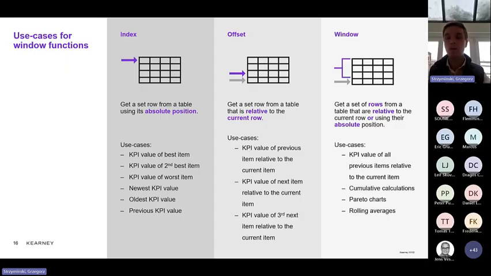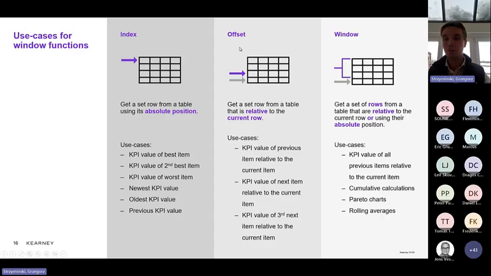and window function. So the index function always will return a row, and just one row from a table sorted, again using its absolute position. So the first one, the second one, the third row, or the last one, the penultimate one. Typical use cases include the value of the best item, so the sales of the best country, the worst country, and so on. But also the newest, oldest KPI value. I will explain that in a moment. It's a bit of a more interesting and complex scenario.